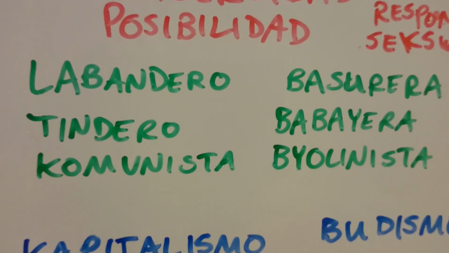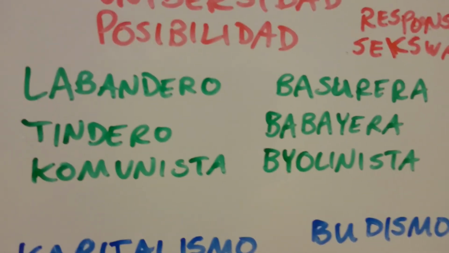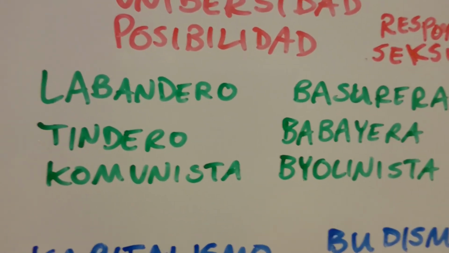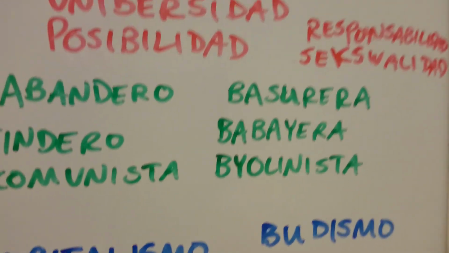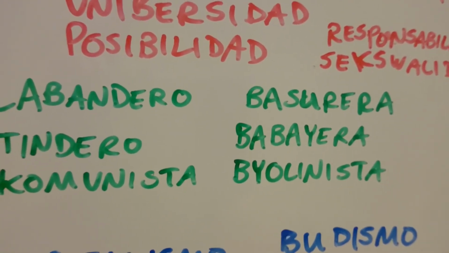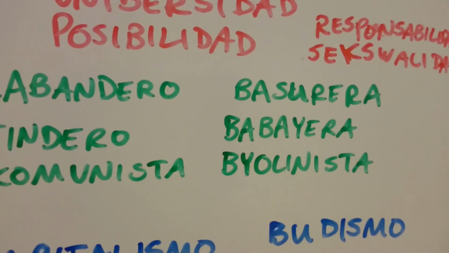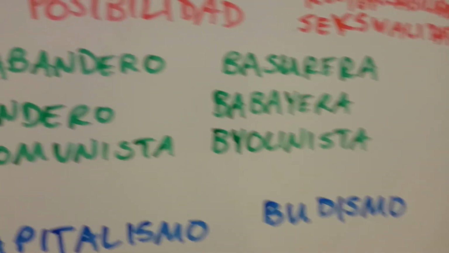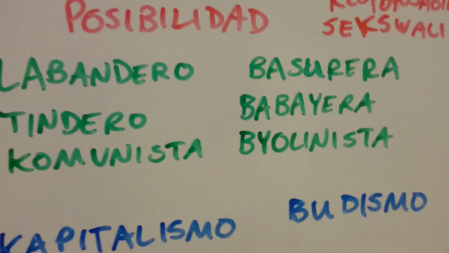Comunista is a communist, coming from communist. And violonista is a violinist. The root word is violin, and you add the suffix ista, and you get someone who's a violinist.